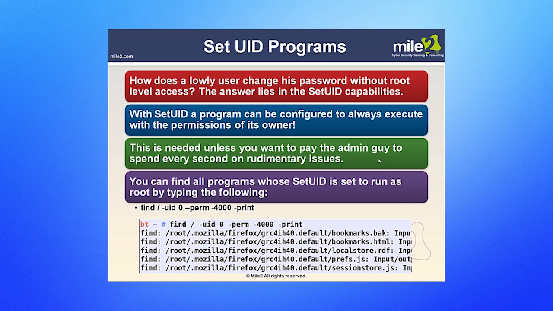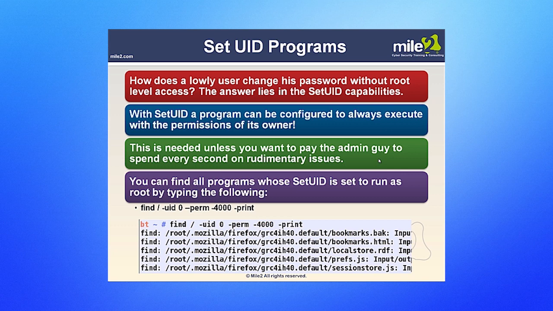Set UID programs. There can be dilemmas, if this did not exist, with how users could run certain programs that require a higher permission than they actually have. So as I put it here, how does a lowly user change their password without root level access? It's because of something called set UID. With the set UID, a program can be configured to always execute with the permissions of its owner. So this can be a really nice feature because you would not want to always have to involve the administrator guy for all these different simple issues that we run into.